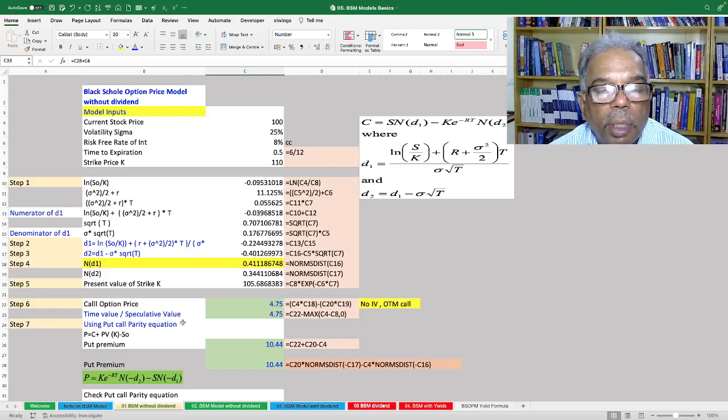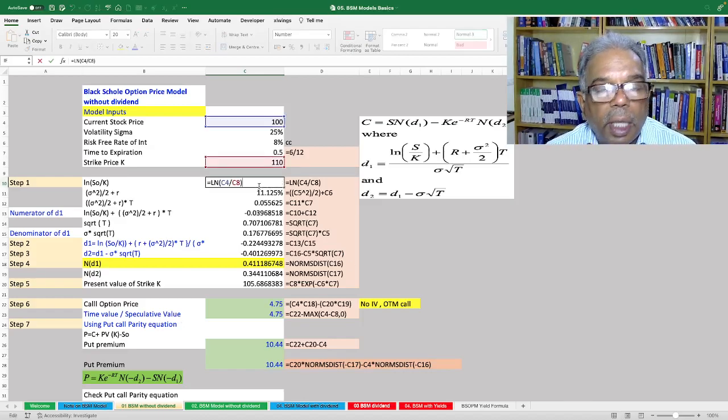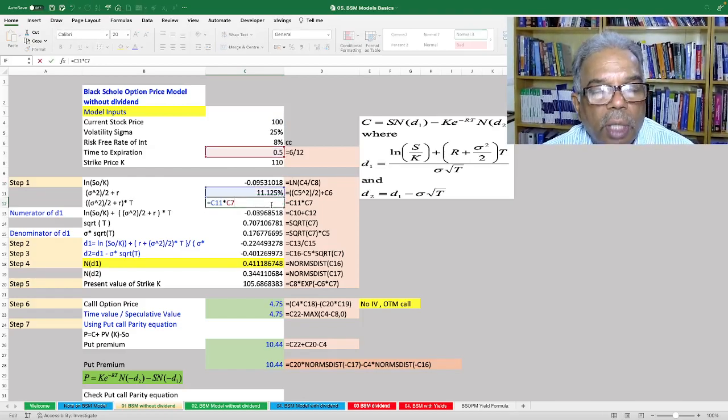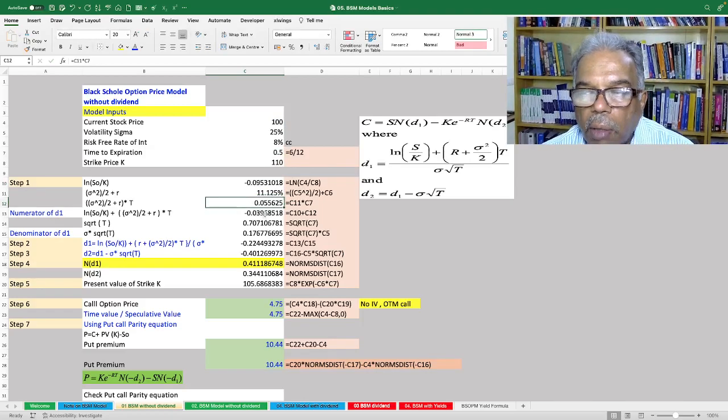d1 is ln of S divided by K plus the risk-free rate of interest plus half the variance into time, divided by sigma into the square root of time. Let's break this d1 into numerator and denominator separately. Calculate the ln of S divided by K plus half the variance plus r into time. Then calculate the numerator separately and the denominator separately. Calculate d1. You can have negative values, absolutely nothing wrong.